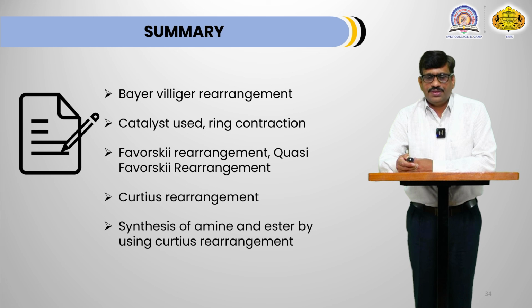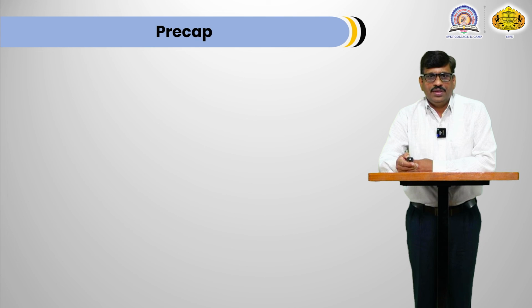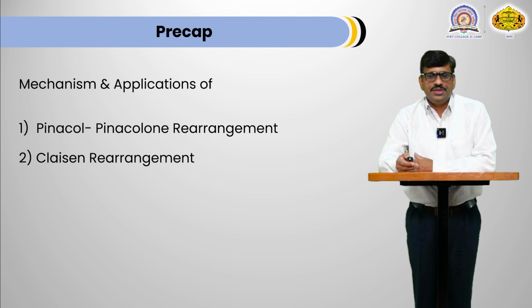We have seen the Favorskii rearrangement, we have seen the quasi-Favorskii rearrangement, and finally we have seen the Curtius rearrangement. We have seen synthesis of amine and ester by using Curtius rearrangement. In the next lecture, we are going to see the mechanism and application of the remaining rearrangement reactions. In that case, we are going to see the pinacol-pinacolone rearrangement and the benzilic acid rearrangement. Thank you.